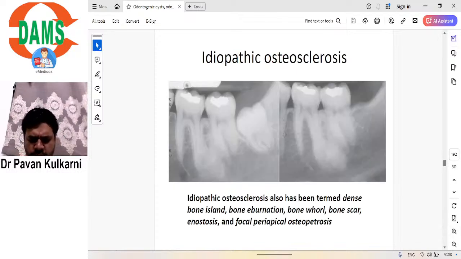Idiopathic osteosclerosis, this is another very important bone condition, where for no particular reason, idiopathic, you will see sclerosis of the bone. Bone will be thickened there. That is the idiopathic osteosclerosis. We can see here carefully, there will be bone sclerosis here. That is of no particular etiological significance.